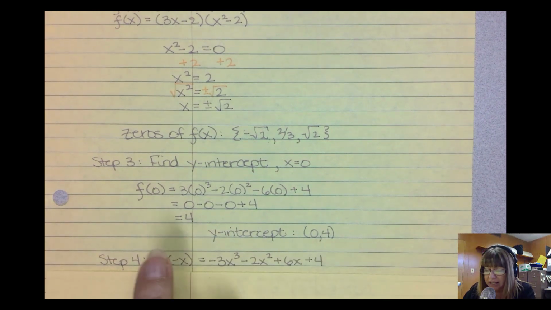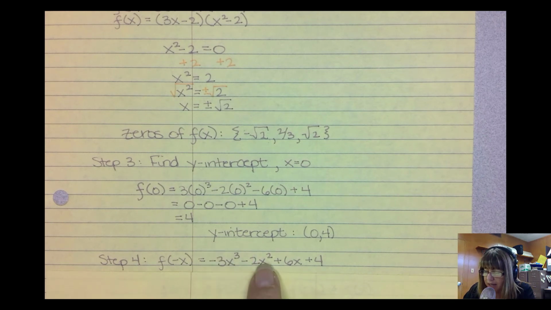Next, let's throw in a negative x and see what happens here. So when I plug in a negative x cubed is negative, negative times positive is a negative. Negative x squared is positive, positive times the original negative is still negative.